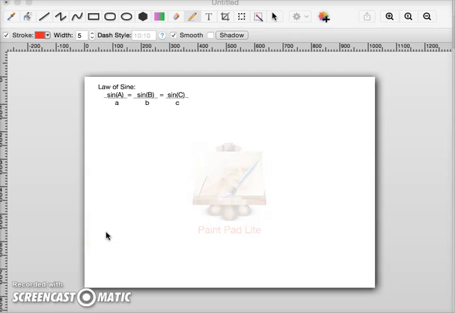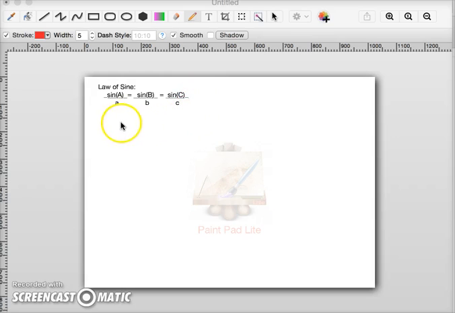All right, class. Today we'll be learning something very exciting. What we'll be learning today is a formula on how to solve for any part of any triangle. And this amazing formula is called the Law of Sine.